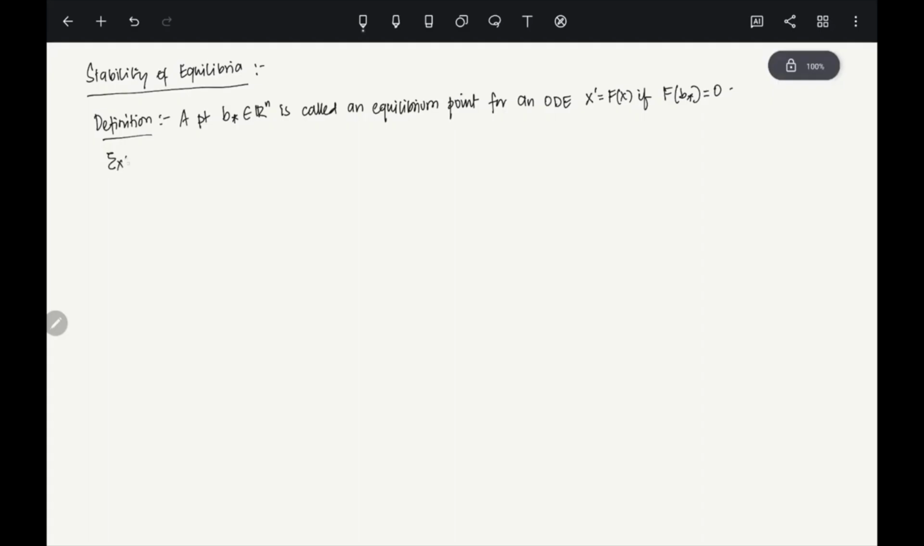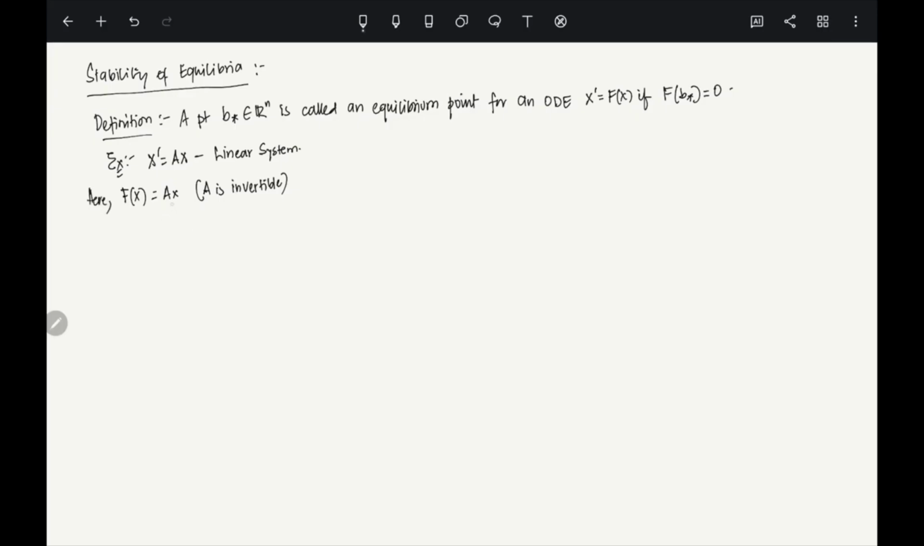Let's say, as an example, x prime equals Ax. This is a linear system, a constant coefficient linear system. Now you see what f of x is here: f of x is Ax. And for now, let's just assume that A is invertible. It doesn't have to be, but let's just assume this.